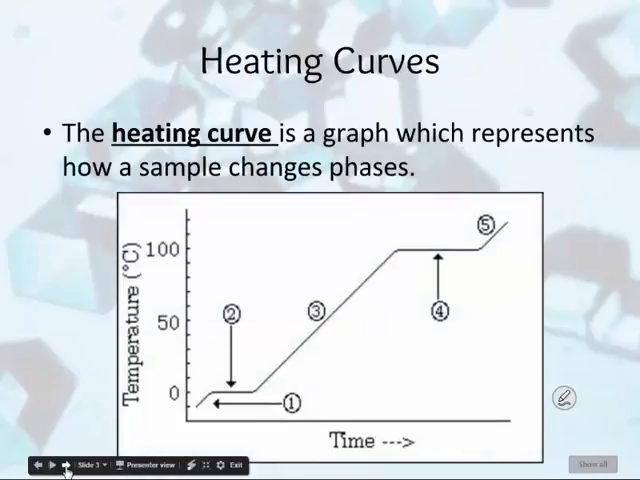So a heating curve, here's an example. It's just a graph that represents how a sample changes phases. So your y-axis will always be temperature here. And then across the bottom, sometimes it's time and sometimes it's heat in joules or kilojoules.